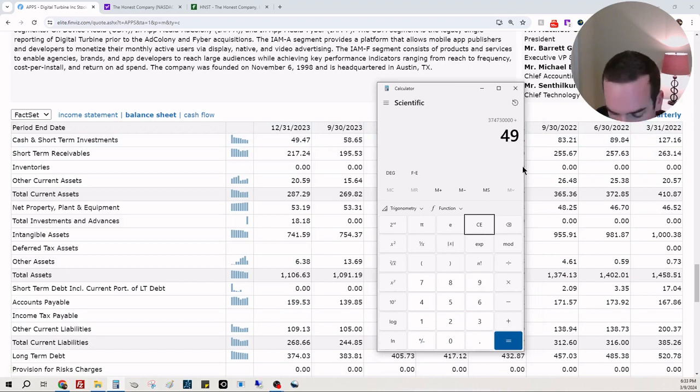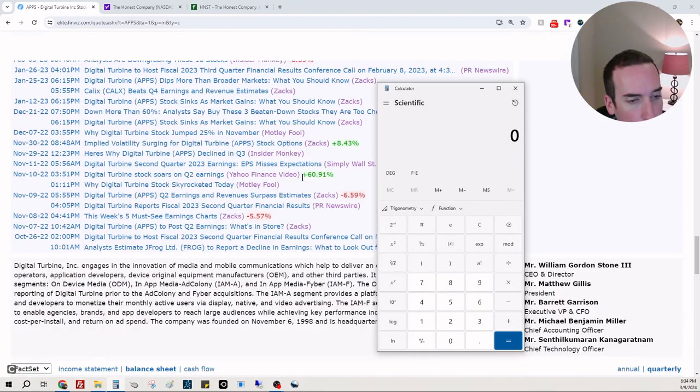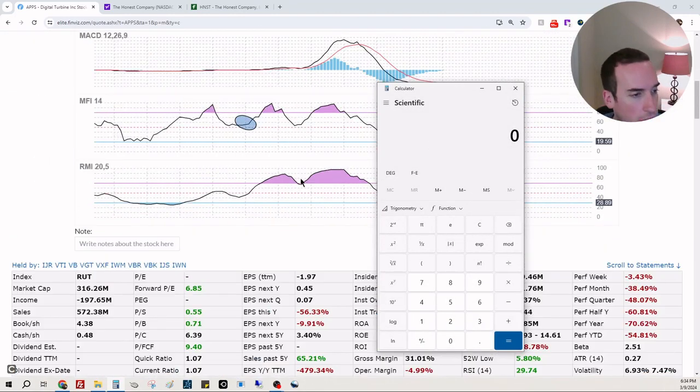Plus $49,470,000. Shoot. I messed that up. Let me redo that. I'm just going to start over. Apologies. I didn't mean to fat finger that.